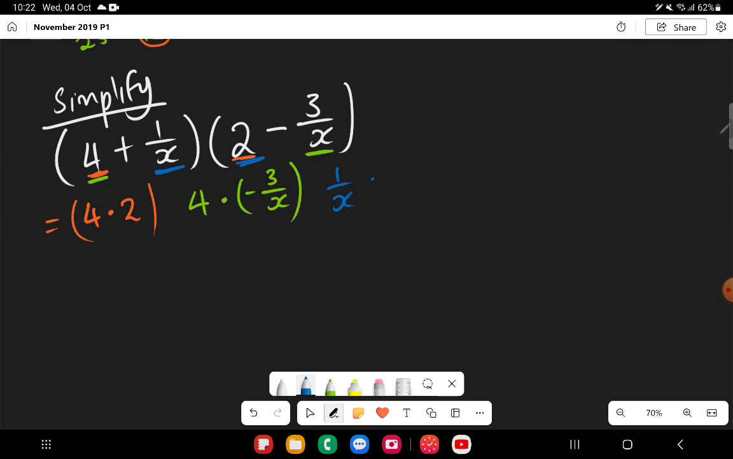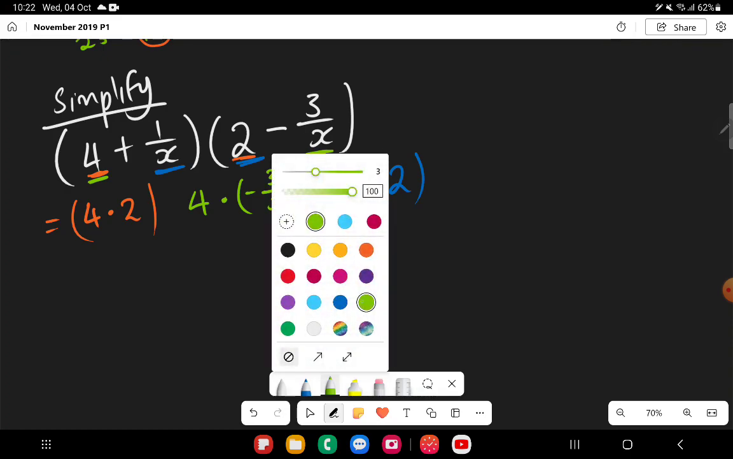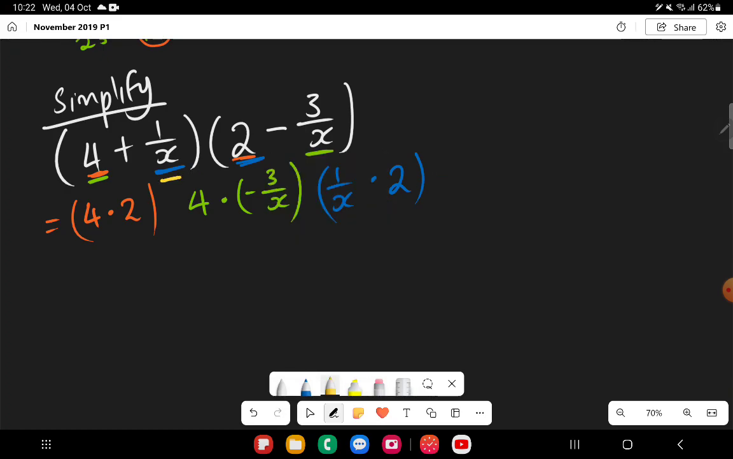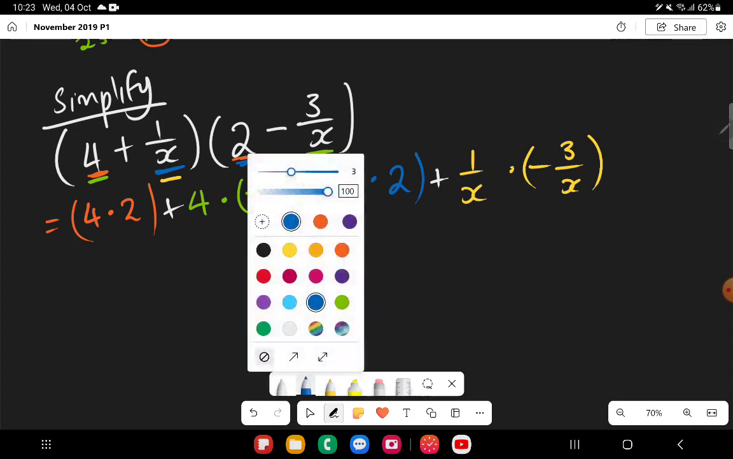1 over x multiplied by 2. And last is going to be, let's go yellow, 1 over x multiplied by negative 3 over x in brackets. That's what we got. And in between each of those, we are literally adding them up. Okay, so let's do the orange one.